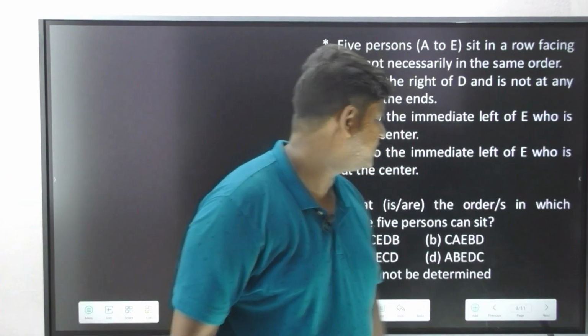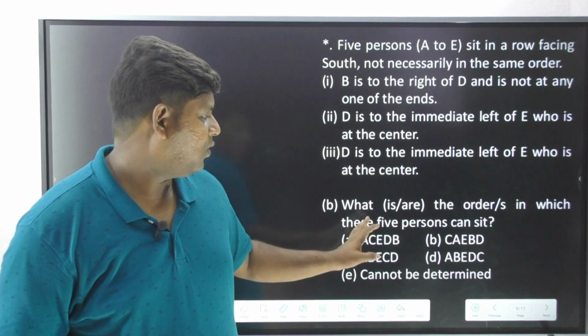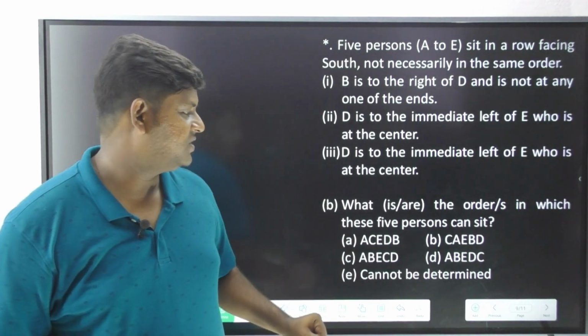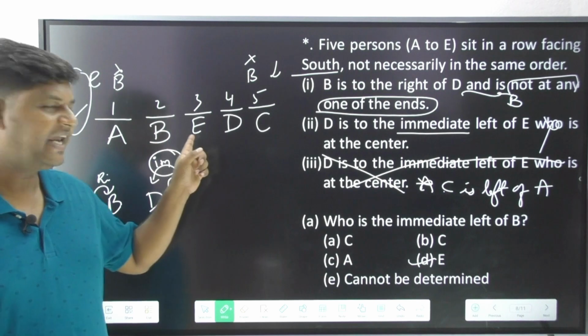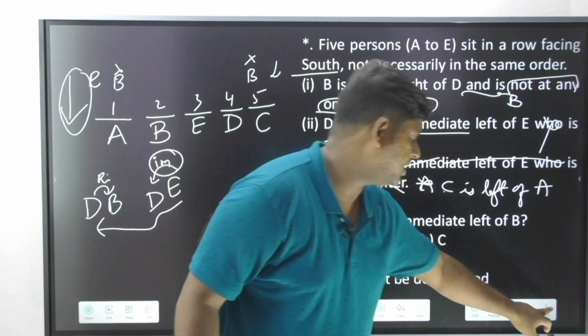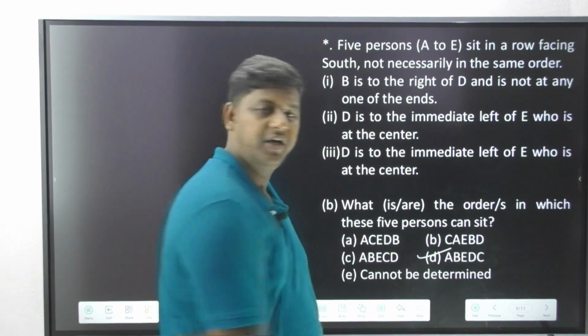Let's see the next question. What is the next question saying? What is the order in which these 5 persons can sit? If you observe the order, A, B, E, D, C is the order which is available in option number 4. Correct?